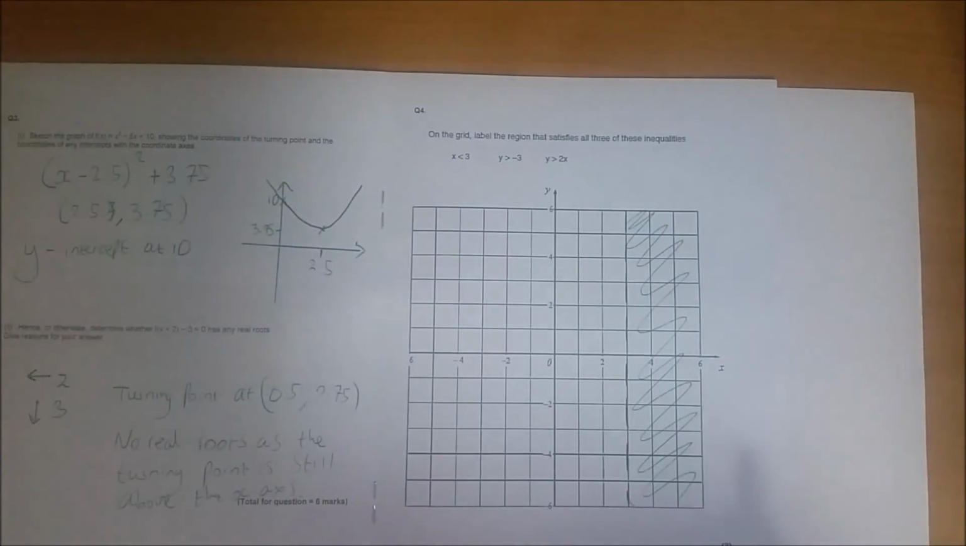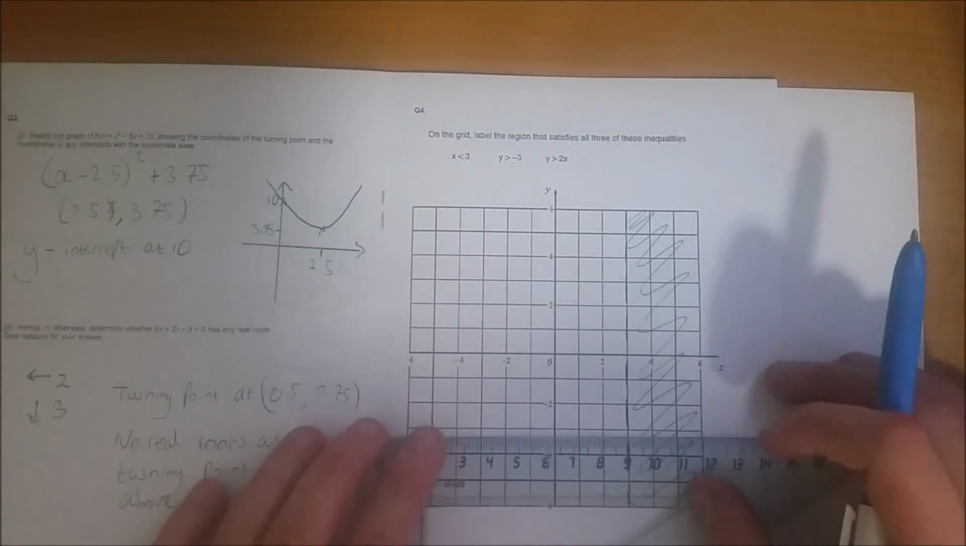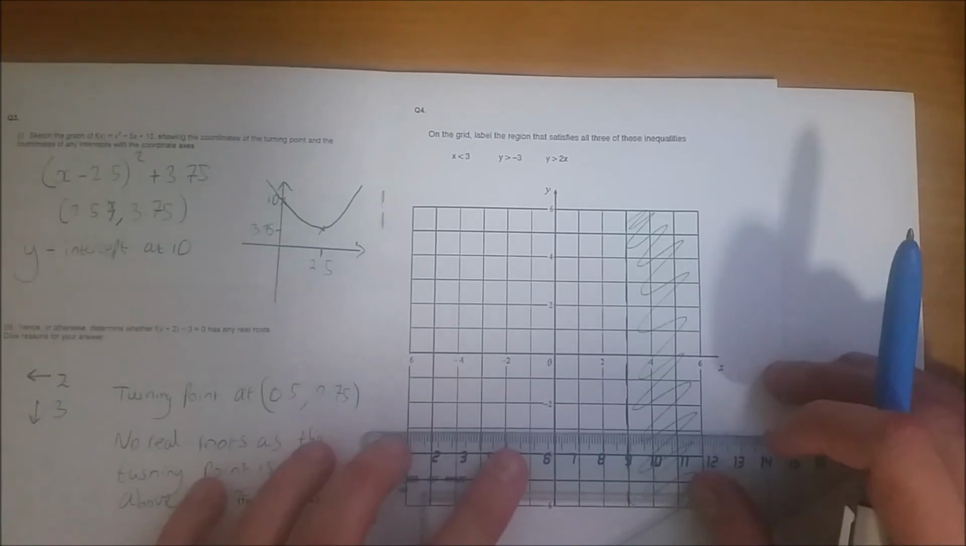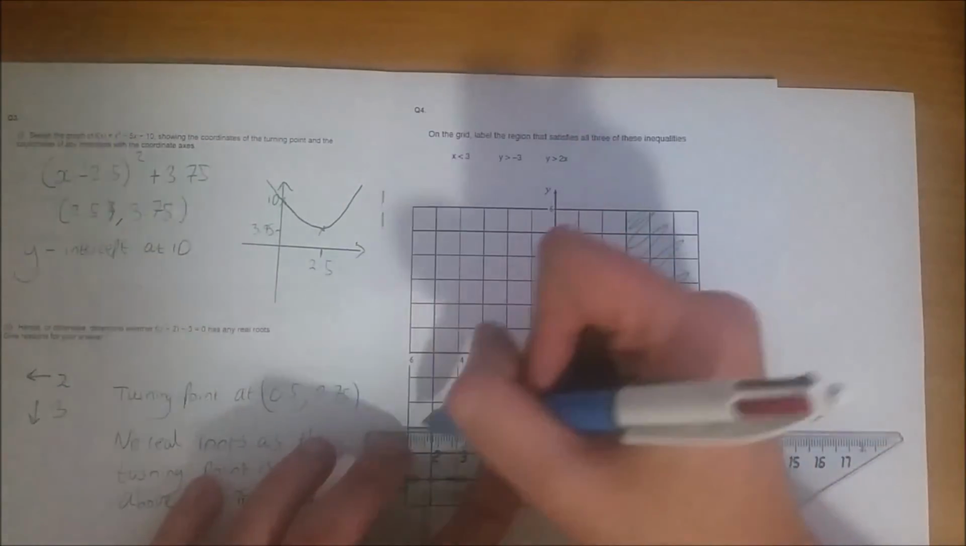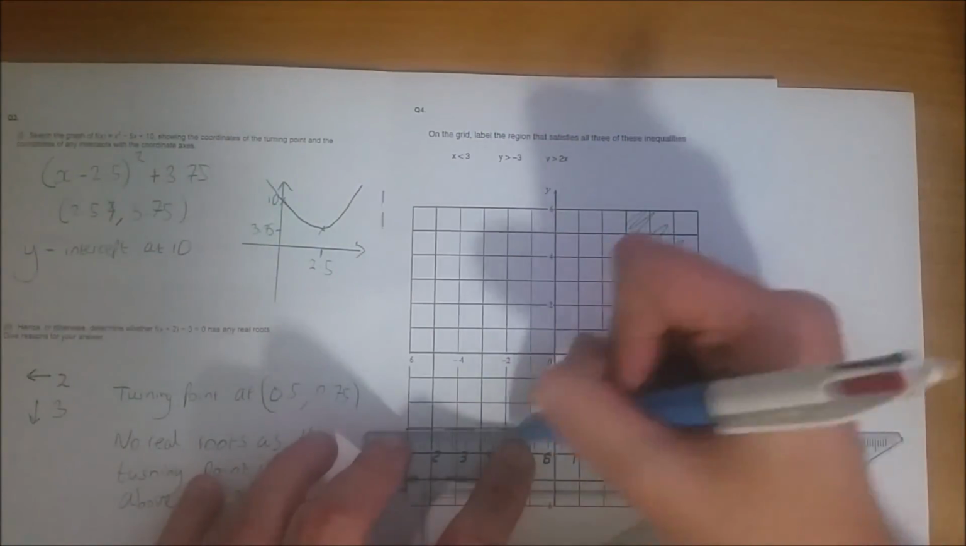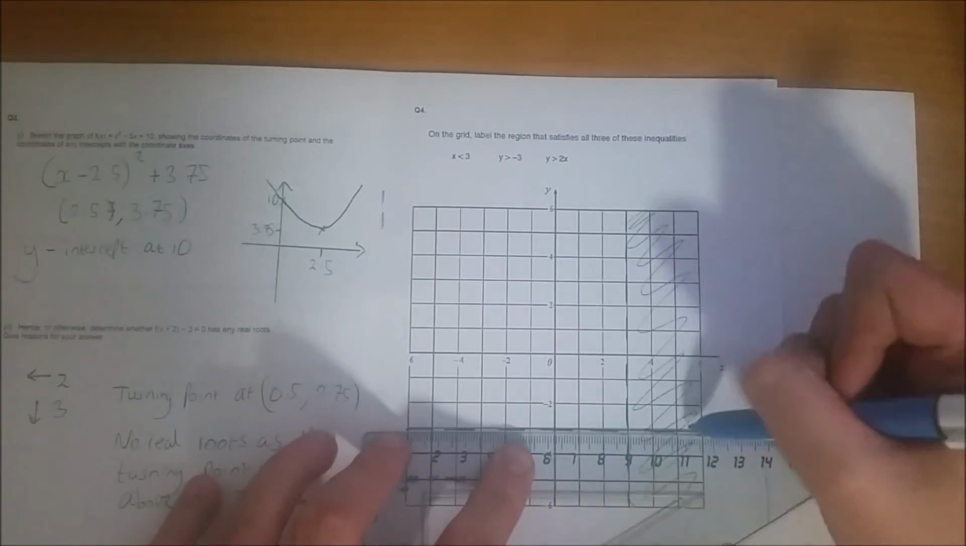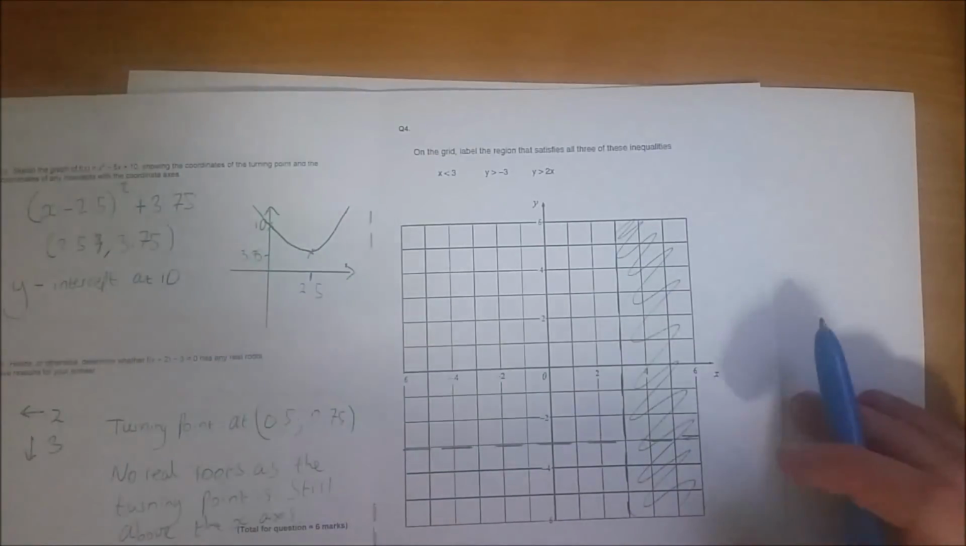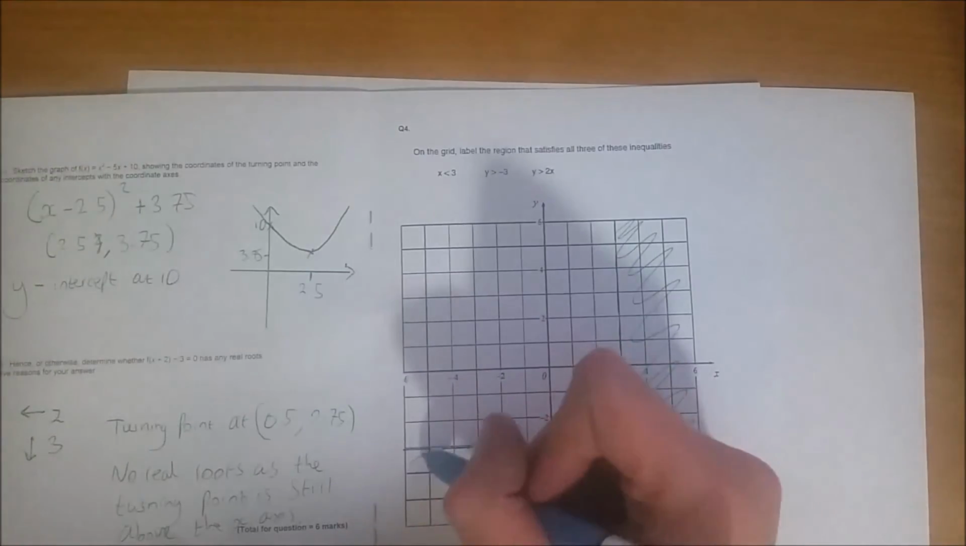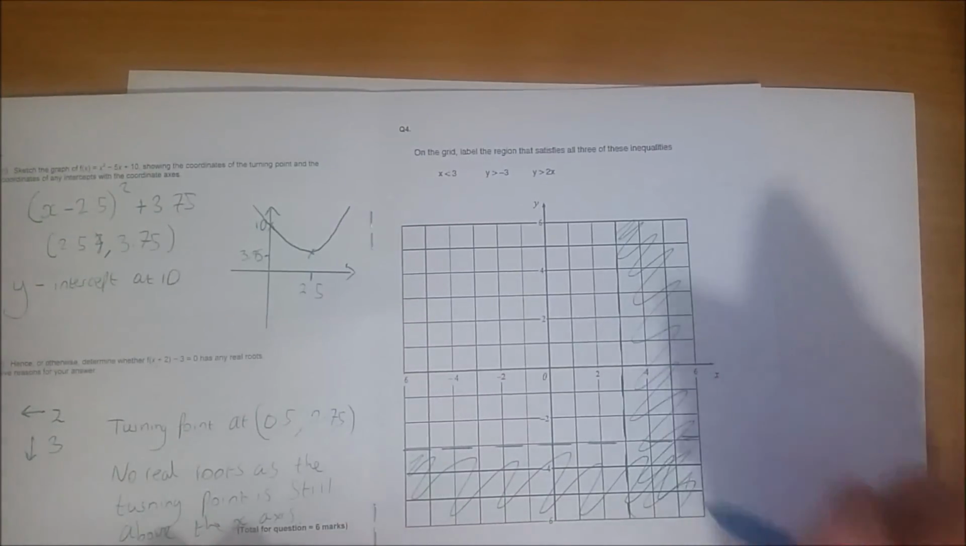I want y is greater than minus 3, so I want to draw the line y is equal to minus 3. It can't be equal to minus 3, so I'm going to put a dotted line. y is greater than minus 3 above that line, so I'm going to get rid of everything below the line.